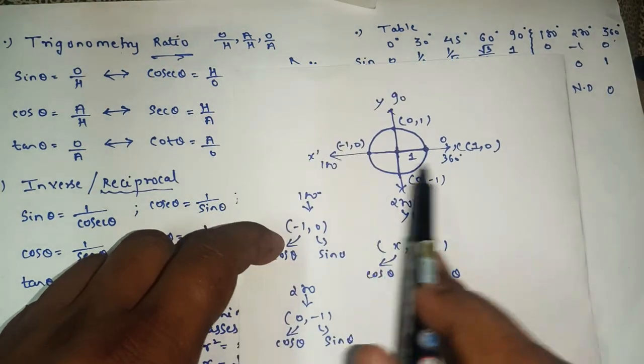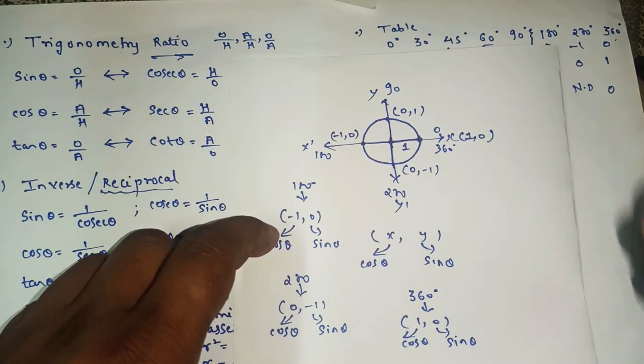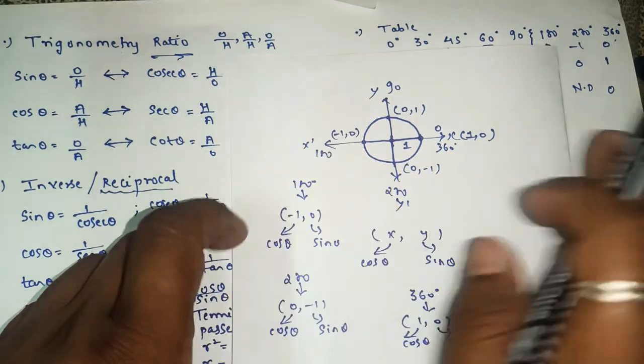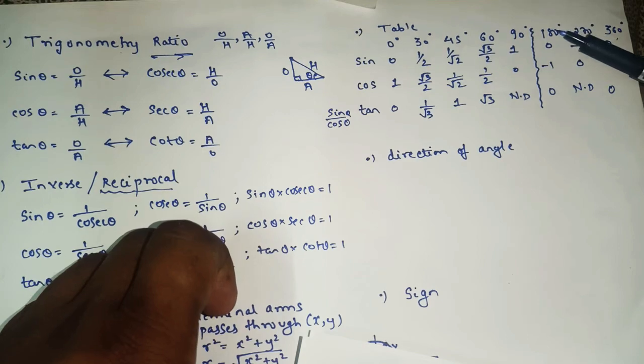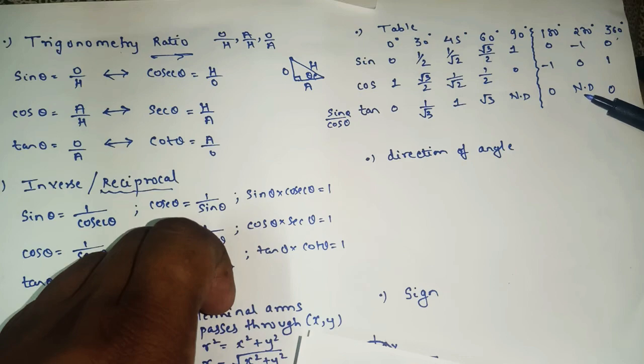I hope you all understood this trick in which you are able to find your answer, or else in simple language I will say just try to add this value. For sine 180 it is 0, for cos 180 it is minus 1, and for tan 180 it is 0. For sine 270 it is minus 1, cos 270 is 0, tan 270 is not defined. Sine 360 it is 0, cos 360 it is 1, and tan 360 it is 0. So it is on you.